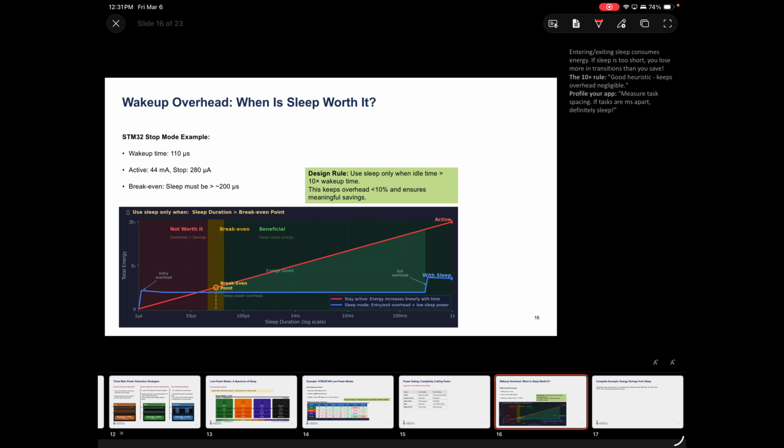So, for example, for STM32, the sleep must be more than 200 microseconds here to break even, right? This is the break-even point. But ideally you want it to be more to make this a better deal for yourself. What else can I say here? That's it.